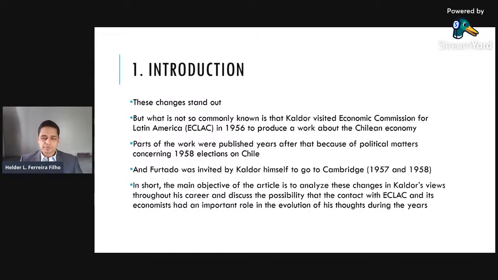Chilean economy. Parts of the work were published years after because of political matters in some elections in Chile. And also, Furtado was invited by Kaldor to go to Cambridge, which he did between 57 and 58. In short, the main objective of the article is to analyze these changes in Kaldor's views throughout his career and discuss the possibility that the contact with ECLAC and its economists, members and researchers had an important role in the evolution of his thoughts.